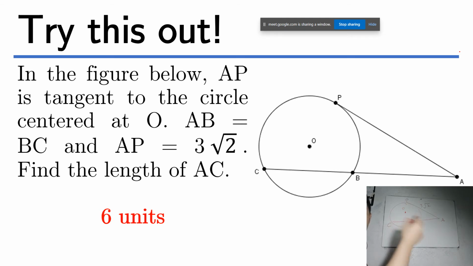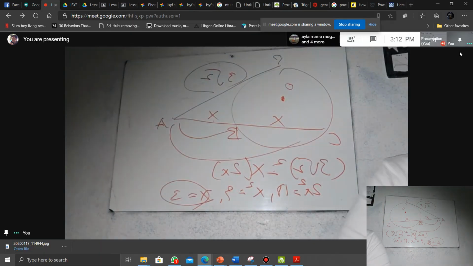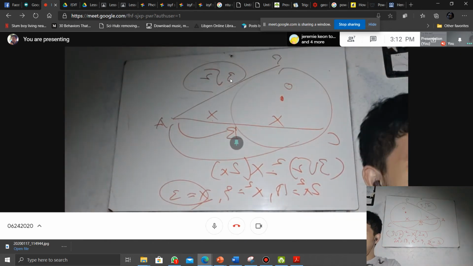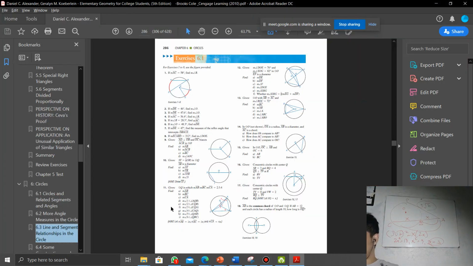Then, itong AB equals BC. So, sabihin natin X, no? So, using the power theorem, 3 square root of 2 squared equals AB times AC. X times 2x. 2x squared equals 18. X squared equals 9. X equals 3. 3 times 2, 6. Gets ba, guys? Gets, guys? Yes, sir. Okay, sige.